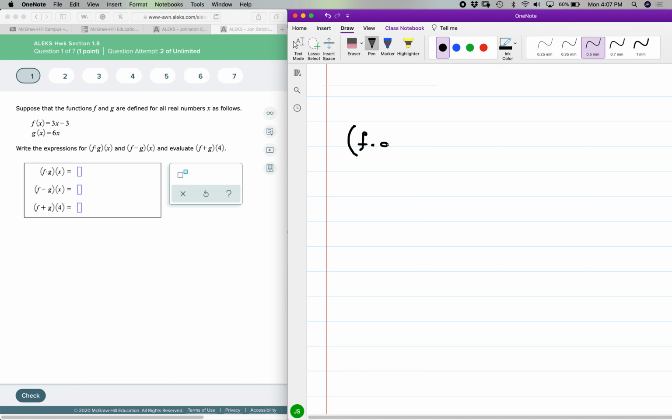So we have the product function f times g of x. This will be in reference to f of x times g of x. And again, with f of x, we have 3x minus 3, and we have times g of x, which we have as 6x. And you can look at this where we have 6x and 3x minus 3 multiplying each other.